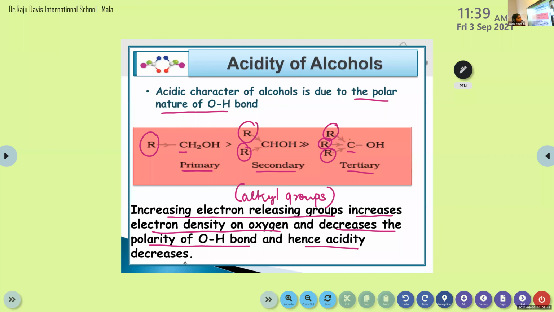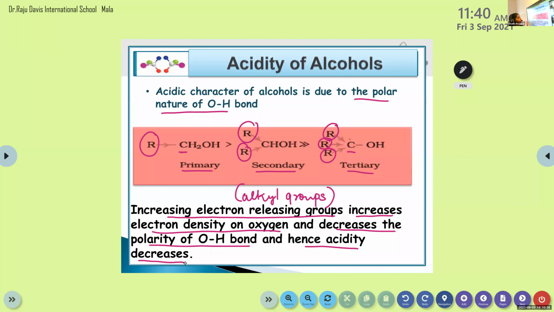I will repeat the point once again. If the electron releasing groups increase, electron releasing groups are the alkyl groups, R groups. R groups are the electron releasing groups. Their duty is to release electrons to the chain. So when these electron releasing groups increase, the electron density on oxygen also increases. And here it will decrease the polarity of the OH bond, and it will decrease the acidity also.